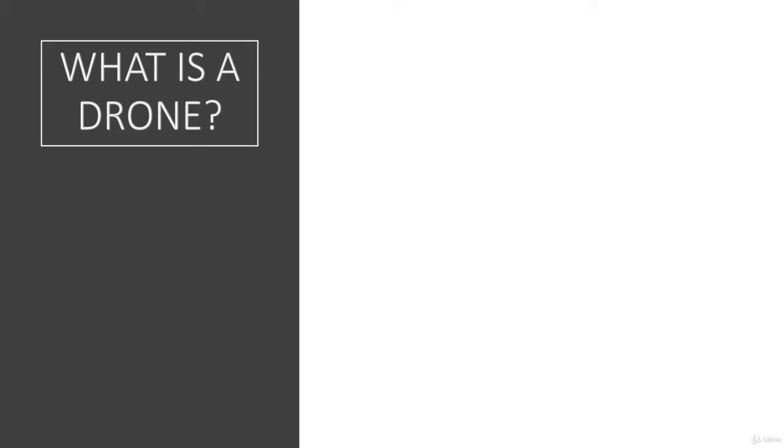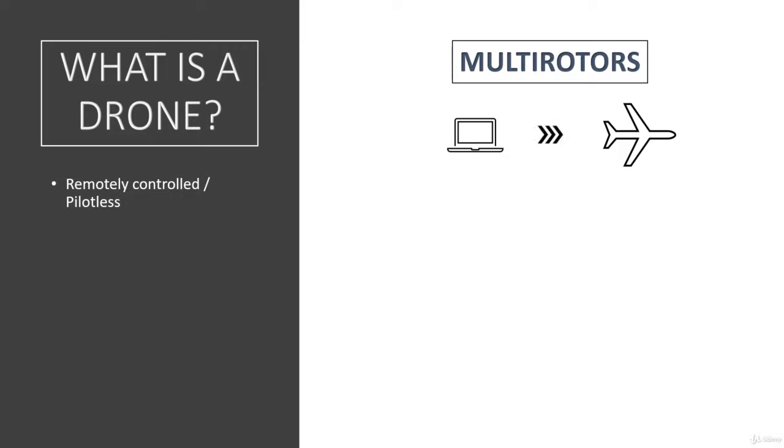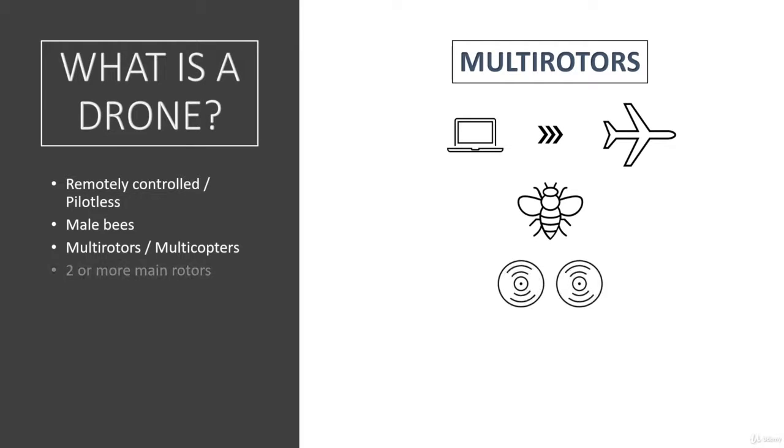Okay, so the term drone is not really all that descriptive. Technically, anything remotely controlled or pilotless can be called a drone. Even male bees are classified as drones. When we talk about drones in this course, we are talking about multirotors or multicopters. And to qualify as a multirotor, it has to have two or more main rotors that provide lift, as opposed to, say, a fixed-winged aircraft such as an airplane.